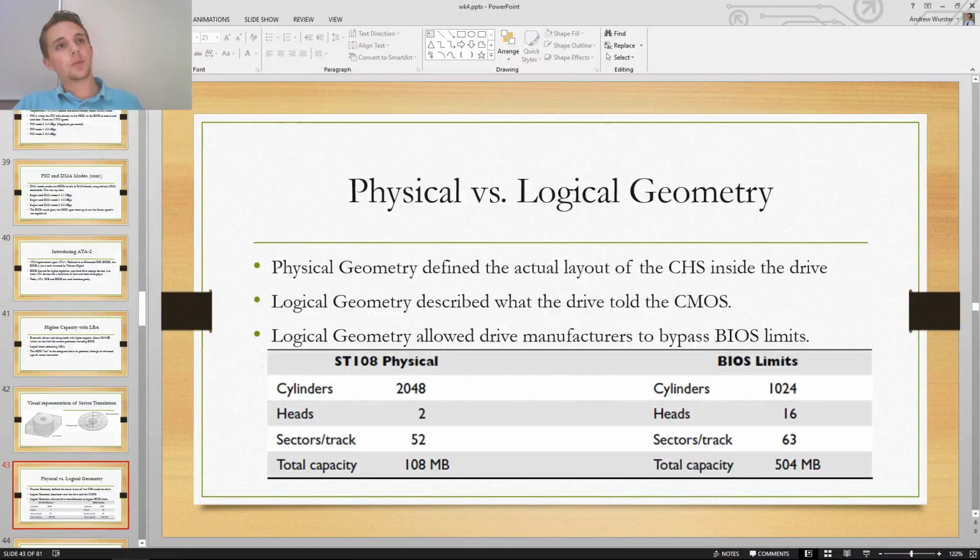Multi-word DMA is just a fancy way of saying it's a new protocol built upon single word. It's just faster. That's all it is.